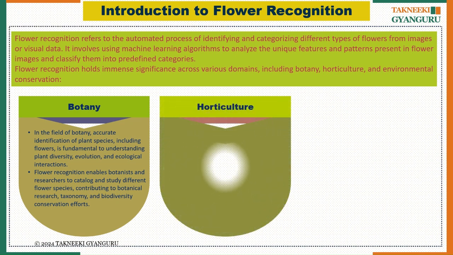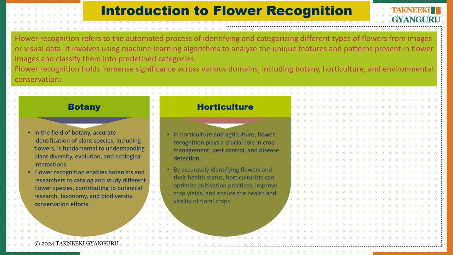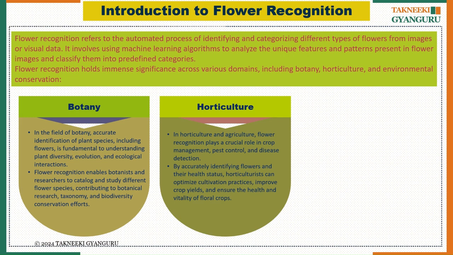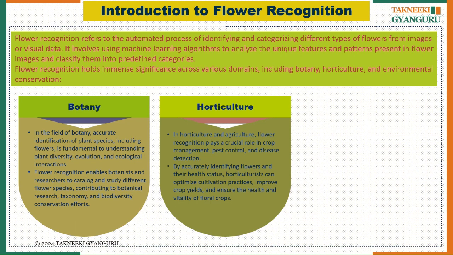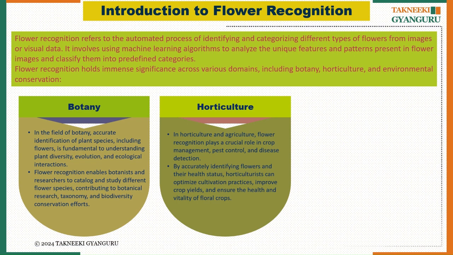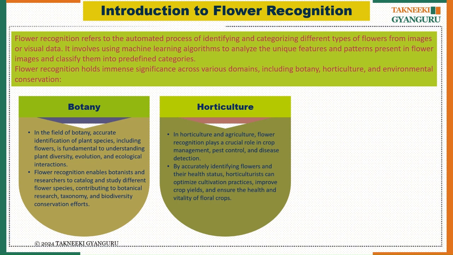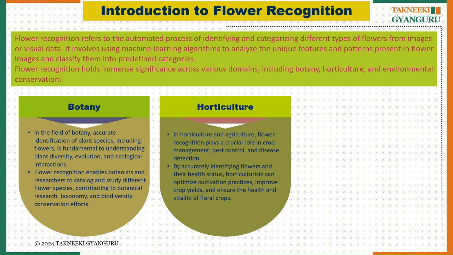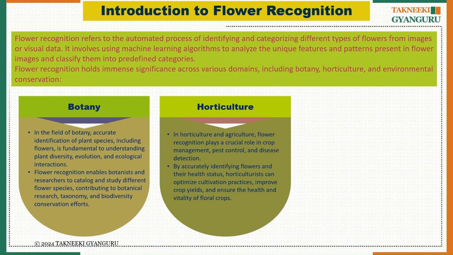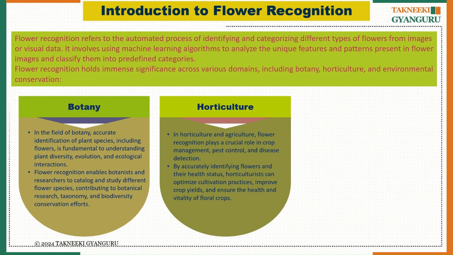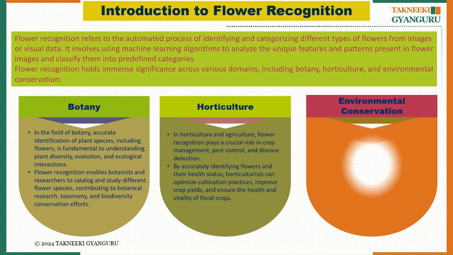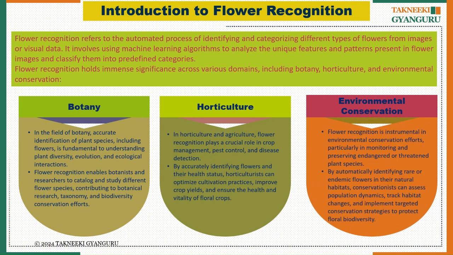So next one is horticulture. In horticulture and agriculture, flower recognition plays a crucial role in crop management, pest control, and disease detection. By accurately identifying flowers and their health status, horticulturists can optimize cultivation practices, improve crop yields, and ensure the health and vitality of floral crops.